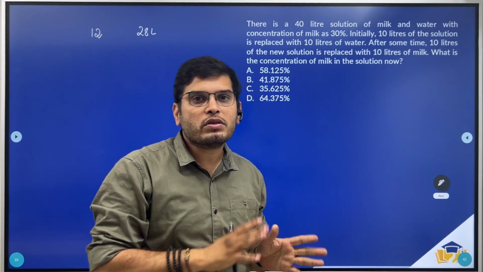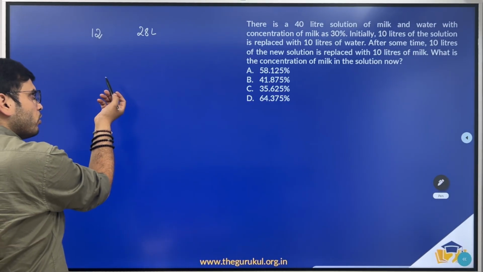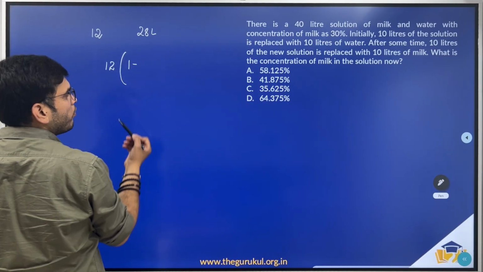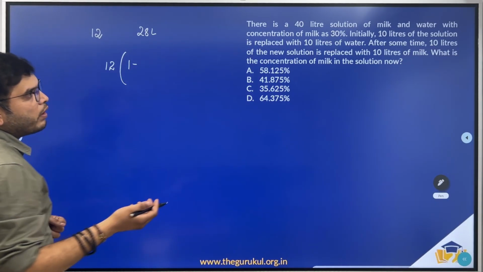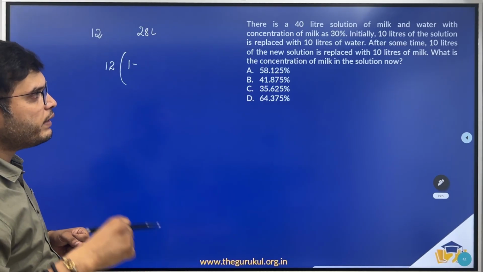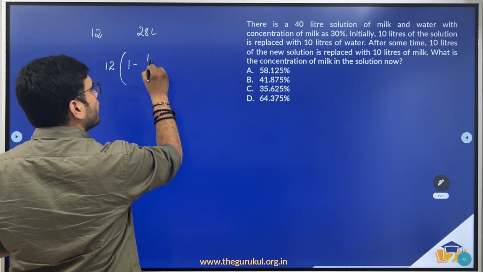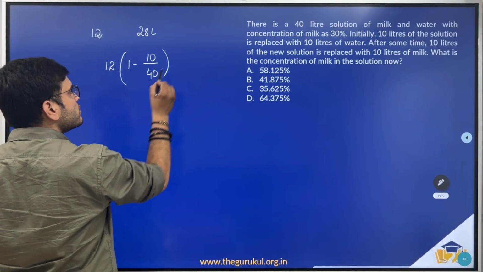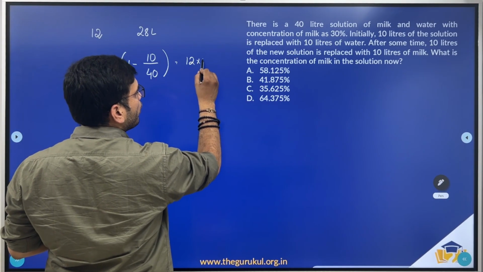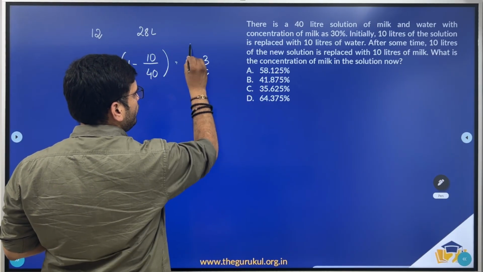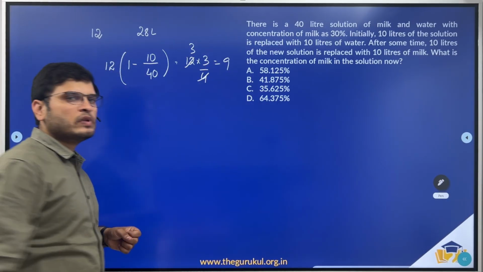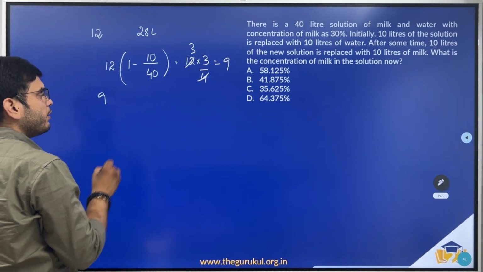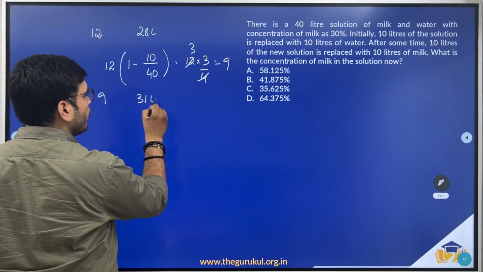So let's find the amount of milk, which will be the initial amount into 1 minus. What was the amount that's being taken out? 10. And what is the total volume? 40. So this is nothing but 12 into 3 by 4, which is 9. So after the first removal and replacement, you will be having 9 liters of milk and the remaining 31 liters will be water.